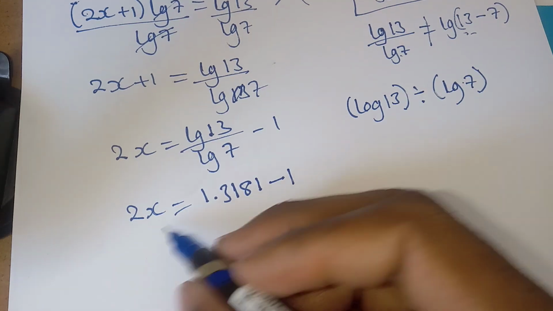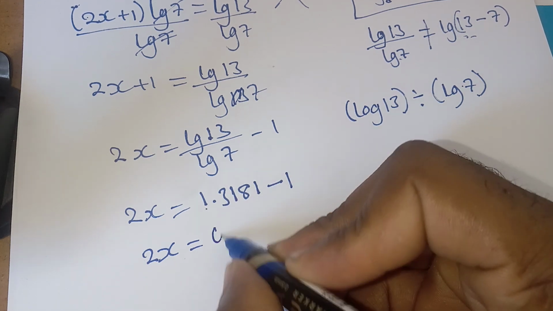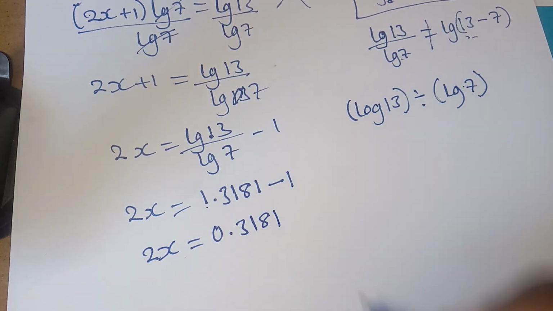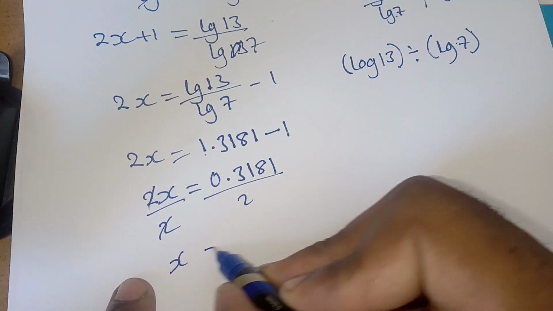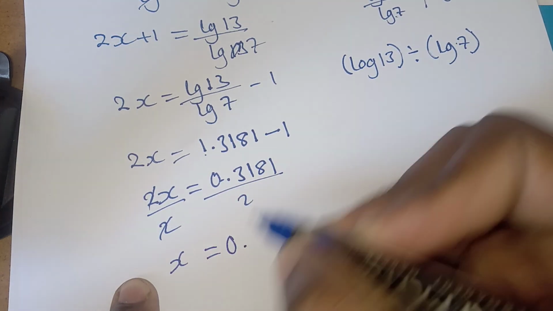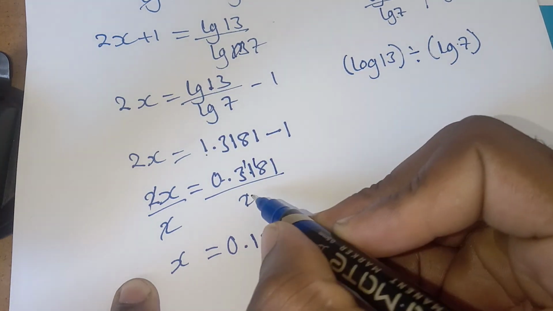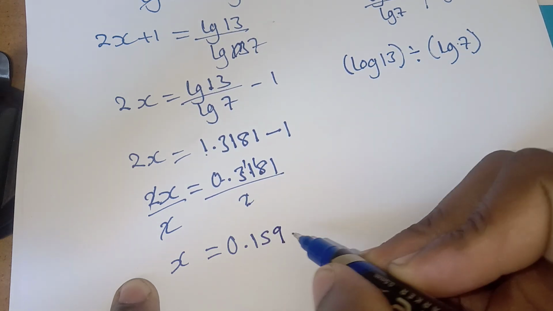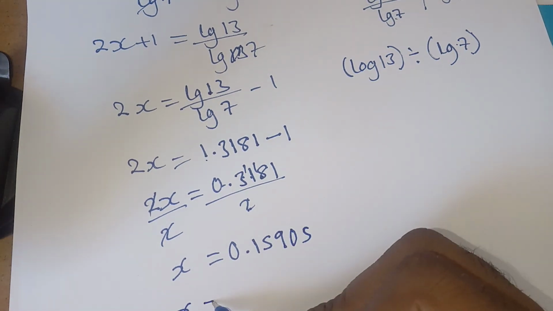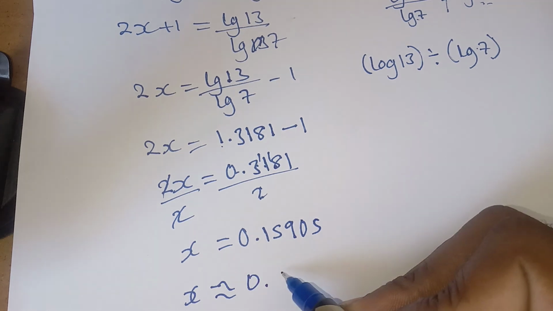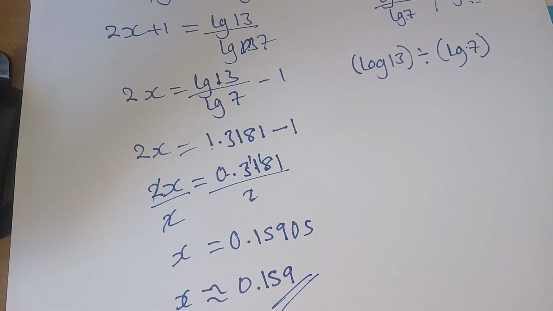And then now we can subtract these two numbers. So we have 2x, and this minus this will be 0.3181. And then dividing both sides by 2, your x will be, this will be a 0, then this will be a 1, remainder 1, that's a 5, remainder 1, into 18 we have a 9, no remainder, and then 0, 5. So your x will be approximately 0.159, like this. And you are done.